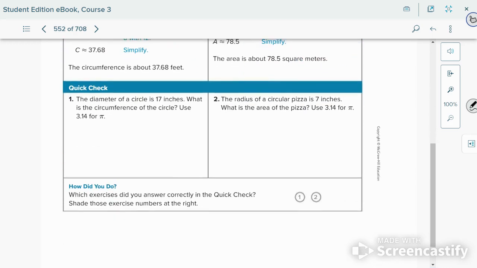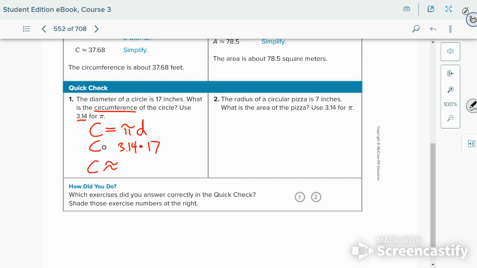If the answer is correct, you can use the previous problems to help you out. We would do, okay, it says diameter of a circle is 17 inches. What is the circumference of the circle? So we can do it just like we did in the previous one. Circumference always equals pi times d. So circumference is equal, it says use 3.14 for pi, so we replace pi with that. We replace the d with 17, and then we multiply.